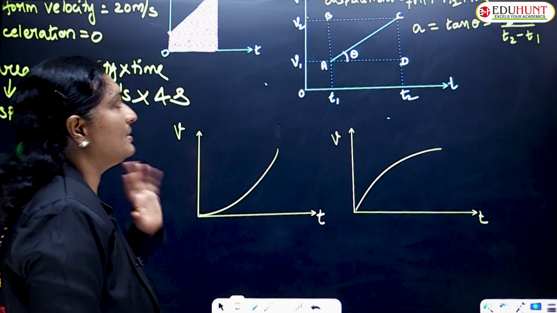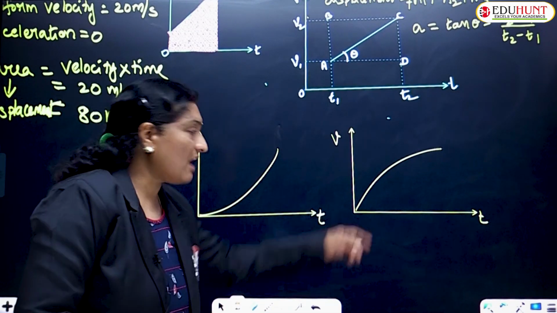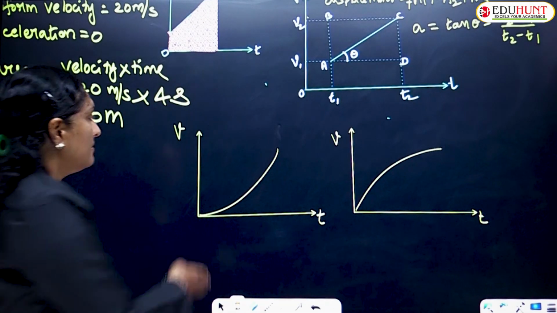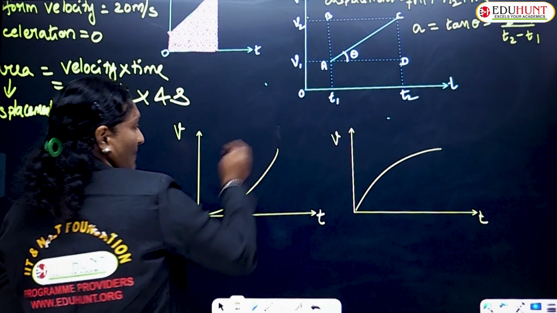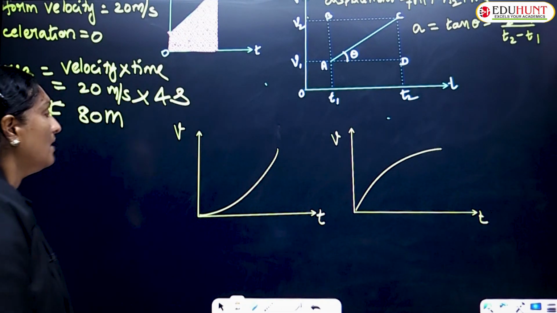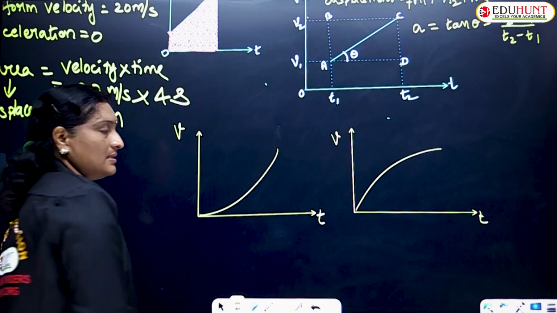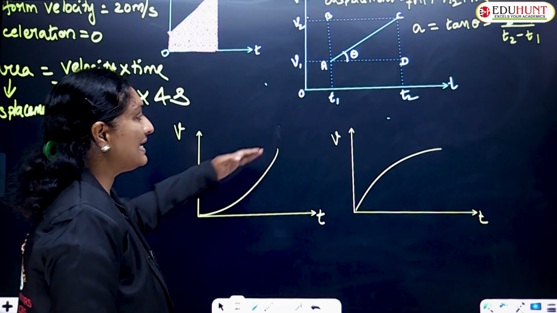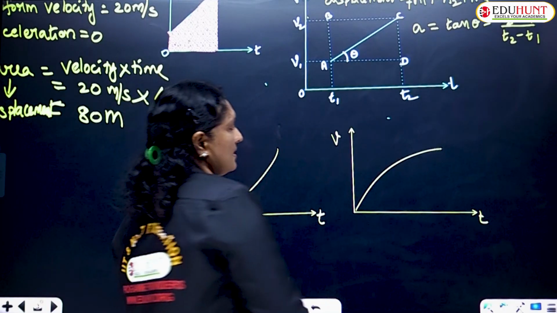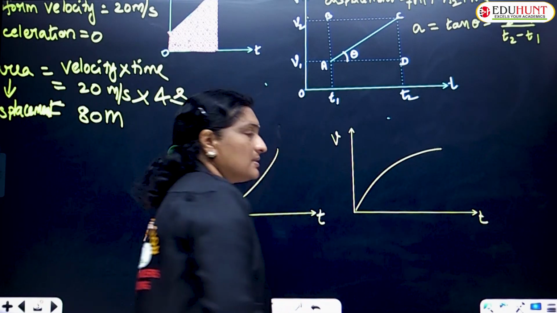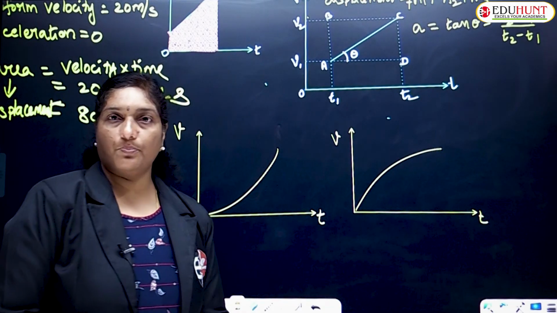Straight line motion means acceleration may be uniform or 0. But whenever the graph is curved, the curve may be upper or lower, like this parabolic shape or hyperbolic shape. In this case, we find that as time increases, velocity increases gradually. Whereas in this case, as time increases, here also what we observe is velocity changes with respect to time. So two curves are possible.